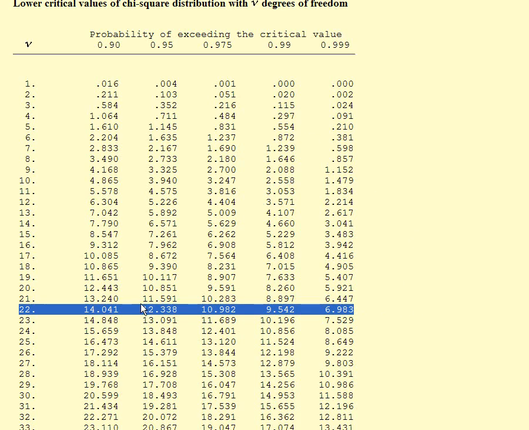So we look at the row with 22 degrees of freedom, and the column 0.95 will leave 0.05 in the left tail, because this tells us the probability of exceeding the critical value is 95%, 0.05 less. So this is going to be our critical value right here, 12.338. So let me write that down.